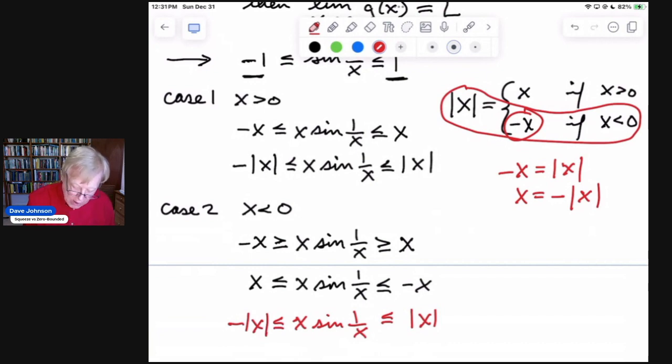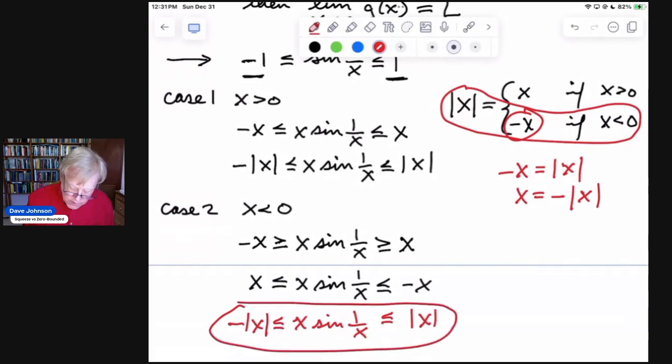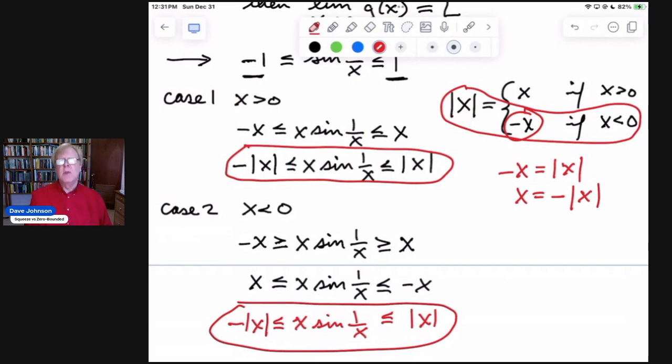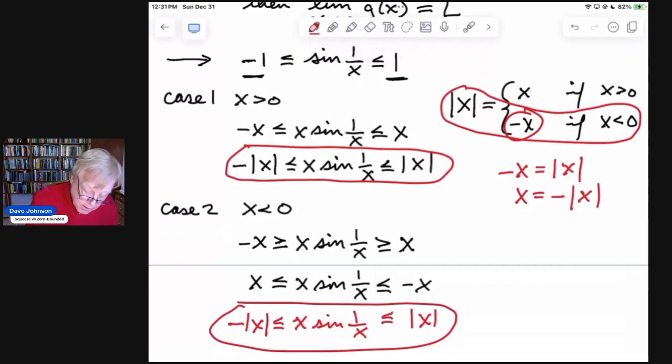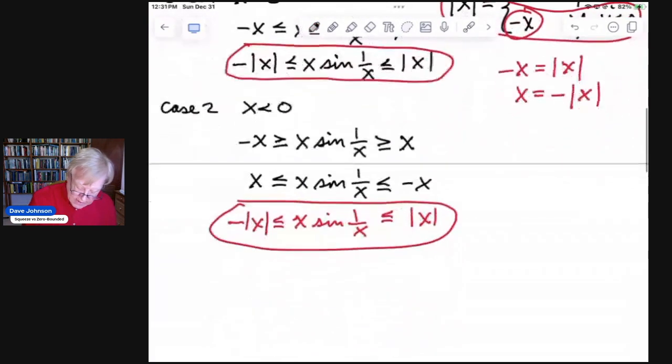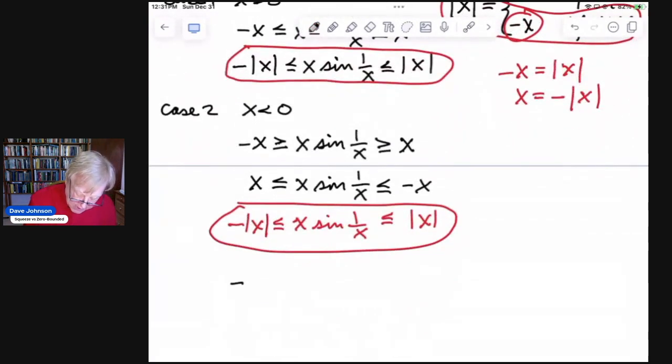And notice now, the result of case 2 is the same as the result of case 1. Case 1 was x greater than 0. Case 2 is x less than 0. And so we can combine them into a single result. So let me do that. I can just write this now as negative absolute value of x less than or equal to x sine 1 over x less than or equal to absolute value of x.